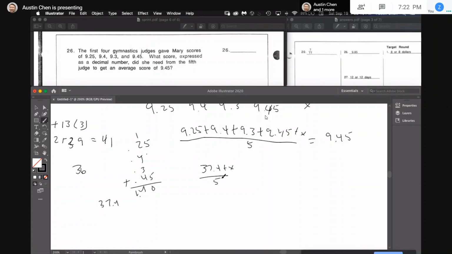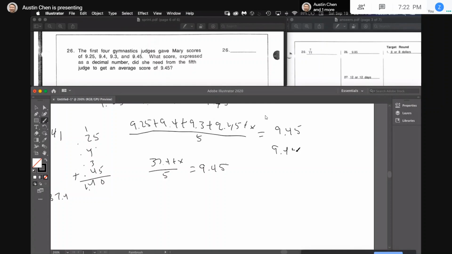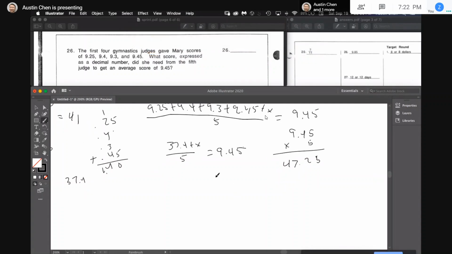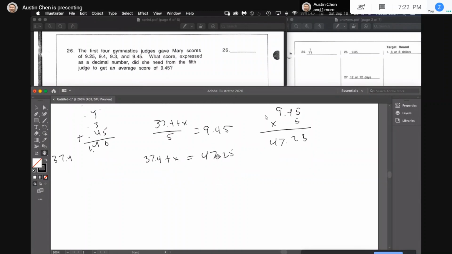So we have 37.4 plus x over 5 equals 9.45, multiplied by 5 on both sides. So we're going to get 9.45 times 5, so 5, 2, 22, and then 45. Nope, 47. You carry the 2 from before. Sorry. Okay, so this is going to be 47.25 here. And then we have 37.4 plus x here. And now you just need to subtract 37.4 from 47.25.